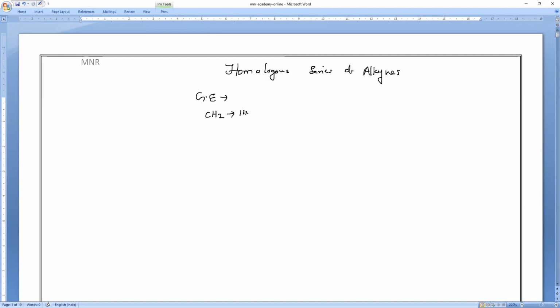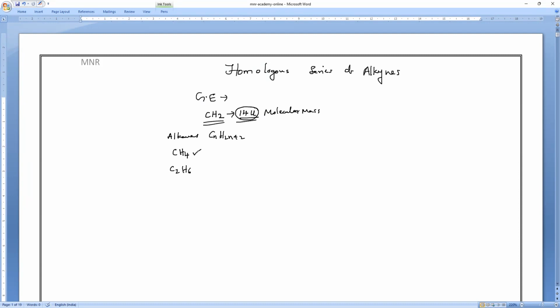So the molecular mass from one hydrocarbon to the next hydrocarbon is increased by 14 units, with a variation of one carbon and two hydrogens. Am I right, everybody? If you take the alkanes, we have seen that all the alkanes have the general formula CnH2n plus 2. What is the first compound? CH4. Next one is C2H6.